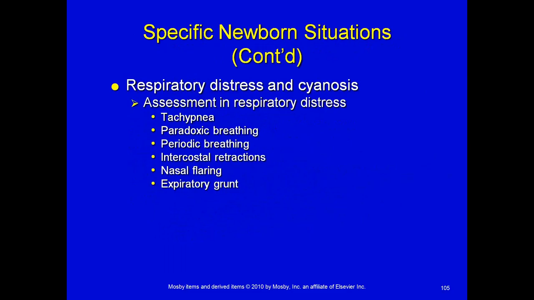Nasal flaring: their nares aren't quite well developed like ours, so they have a tendency to flare out quite easily. So nasal flaring is an early assessment of respiratory distress. And then they may grunt. And that grunting that you hear in these newborns is a sign of what we call auto-PEEP. They're trying to stent their little airways open by providing some pressure and increasing positive end-expiratory pressure.